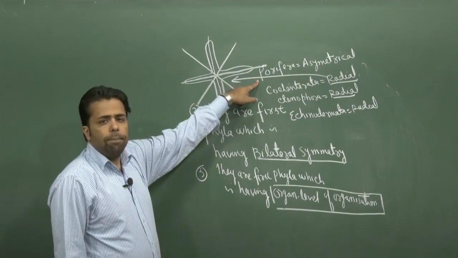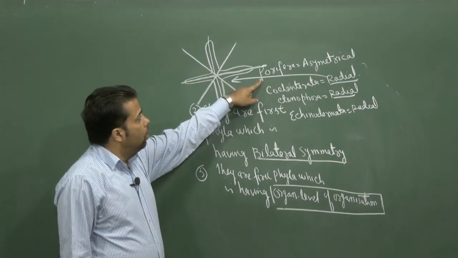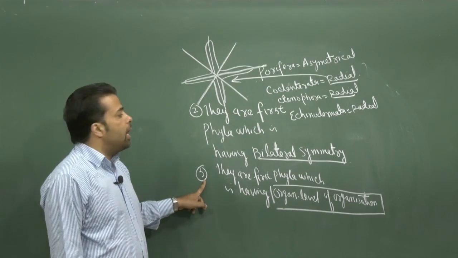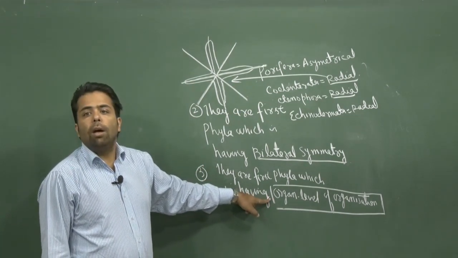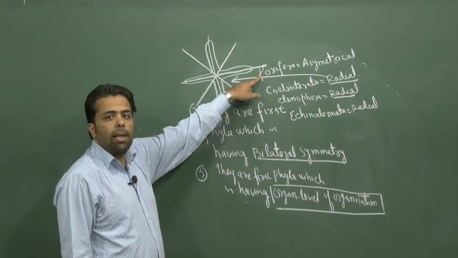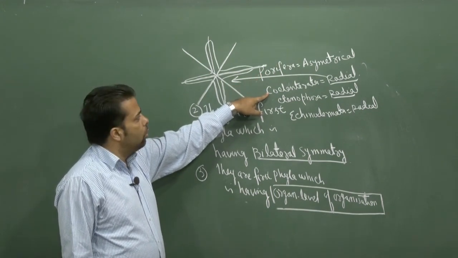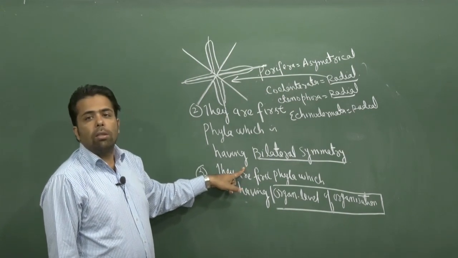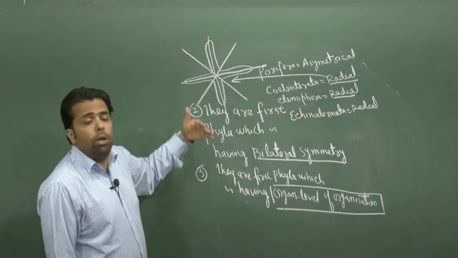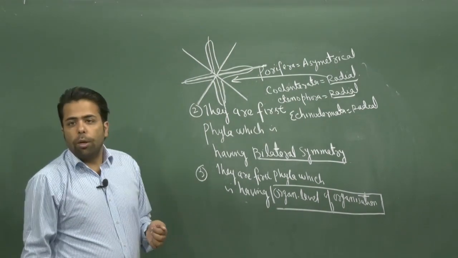The previous phyla, Porifera, had cellular level of organization. These two had tissue level of organization, but the phylum Platyhelminthes is the first phyla, rather the only phyla, which has organ level of organization. Means the organs start forming here. First it was cellular level, cells aggregate but do not form tissues. Here the cells aggregate to form tissues in these two, but here the organs are starting to form. The organs start forming, but they are not so well developed. But this shows evolution, this shows advancement.